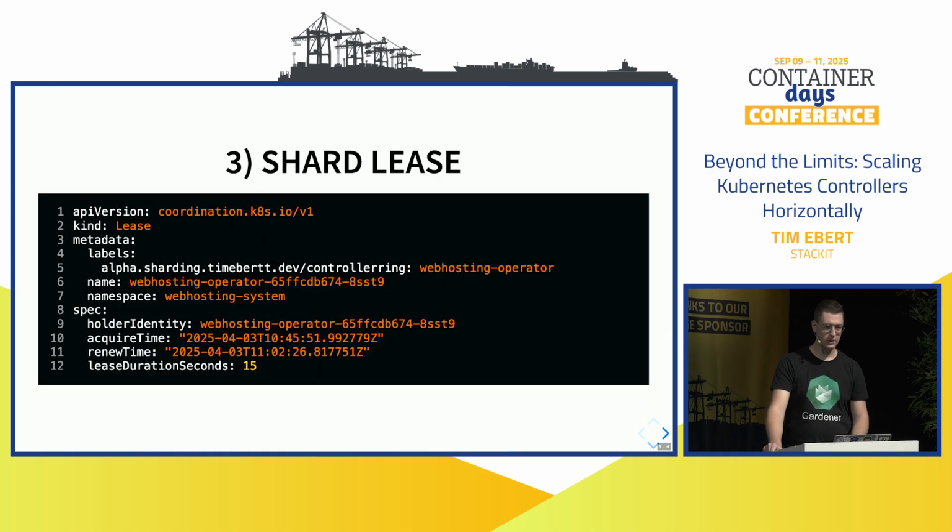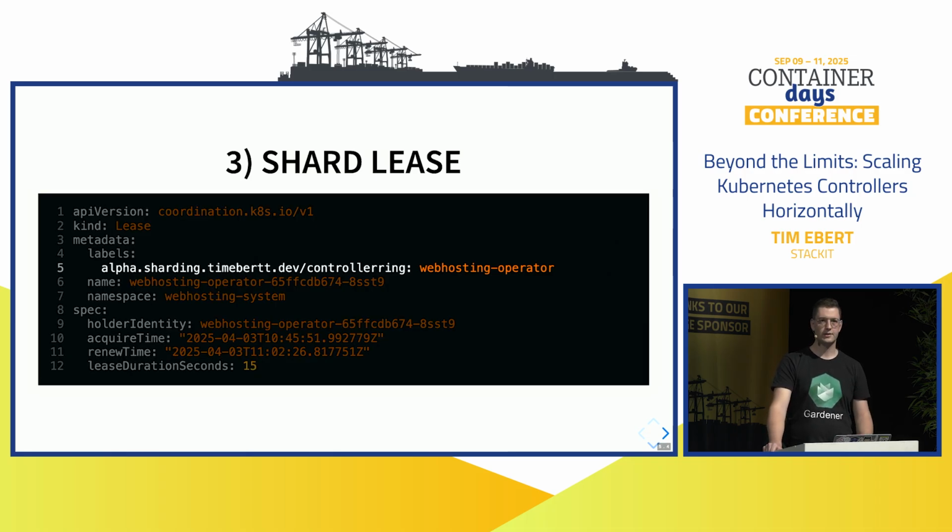After this, we need to make sure that every single controller instance creates its own shard lease, and it needs to point to the controller ring via this label. And the second aspect is that name and holder identity need to be the same. Typically, you would use the pod name as the shard identity, basically. Most importantly, this one is per instance and not per controller deployment.